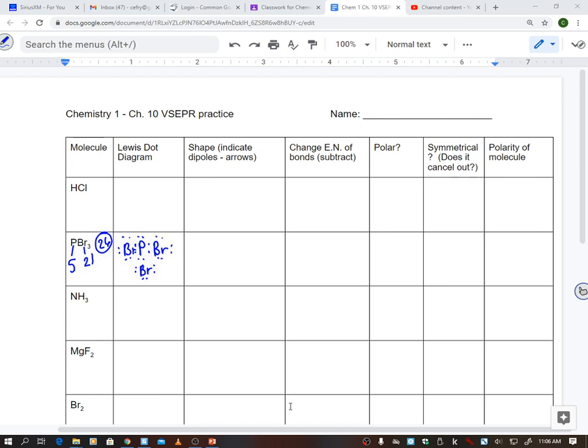All right, the shape of this one is going to be trigonal pyramidal. If you were to look that up, you have 3 bonded and 1 lone pair. So it's going to have that dotted line saying it's kind of back a little bit. It's going to look something like that. And it says, indicate the dipoles, show the arrows. So that's what I want, is my arrows.